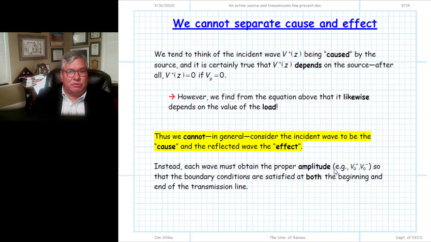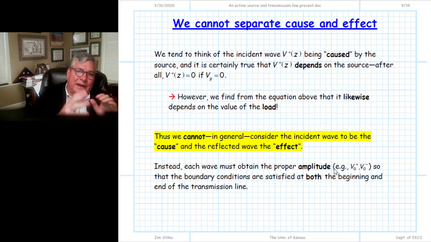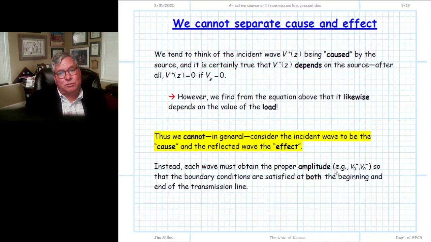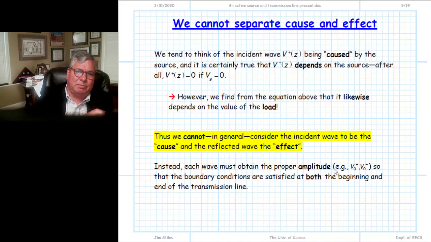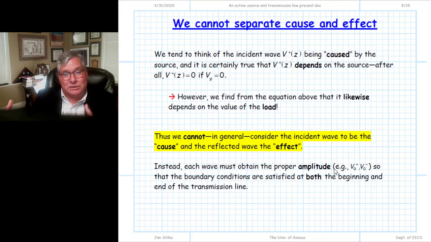And so we can't say that the plus wave is created by the source and then that plus wave reflects off the load and the minus wave then is created from the plus wave. The source creates the plus wave, it reflects from the load and creates the minus wave. That's sort of our causal thought process. But that's actually not the case. What we have is a very circular process. The plus wave propagates down the line, it reflects on the load, but the reflected wave propagates back toward the source and it interacts with the source in a way that then affects the plus wave as it propagates down the line.